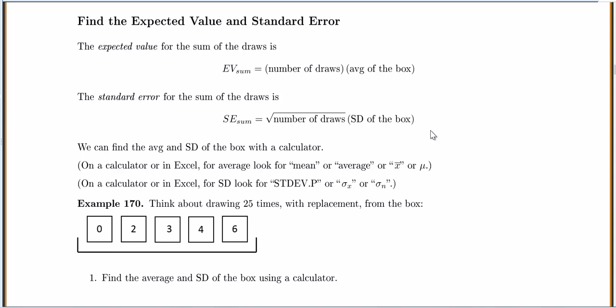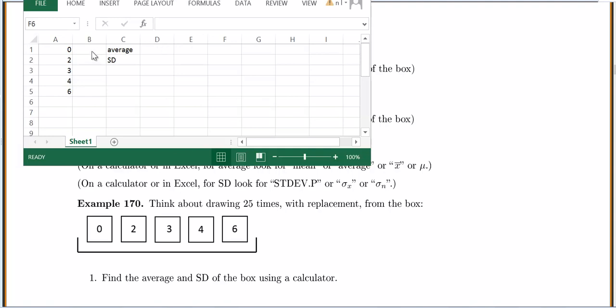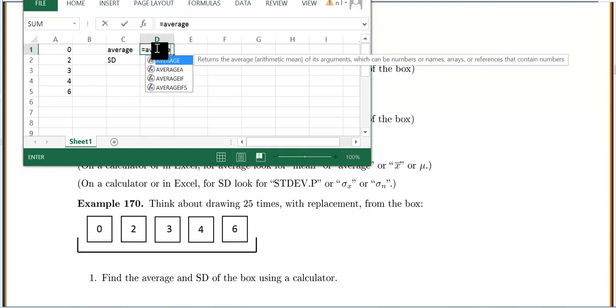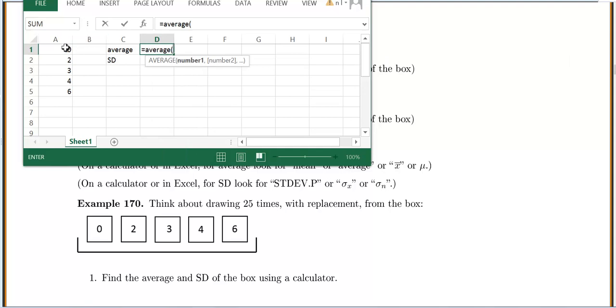So for example 170, think about drawing 25 times with replacement from this box. So we have the numbers 0, 2, 3, 4, and 6. Number 1, we want to find the average and standard deviation of the box using a calculator. So instead of using a calculator, since I'm on the computer, let's go ahead and use Excel. So to use Excel, say I want to find the average first. So I'm going to do equals average and select my numbers. So my average is 3.